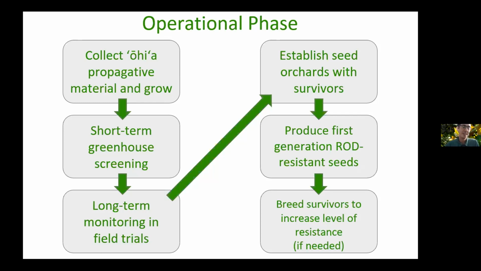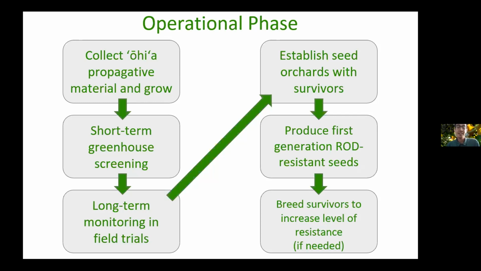Once the Ohia are to size, they'll be screened in a short-term greenhouse screening. So this is kind of the general weeding out step. A lot of the really susceptible ones will be screened out quickly, as evidenced by our first screening study. And any survivors that are left will be pushed along into the long-term monitoring step, which would involve field trials. So like I was saying with the survivors of the last study, getting them in the ground, seeing how they perform out in nature, and if those environmental conditions cause anything to change, and really just validating the short-term greenhouse screenings.